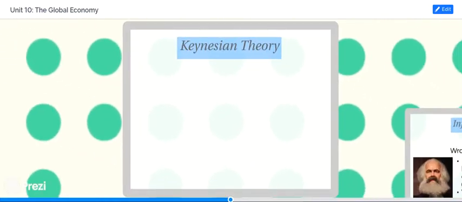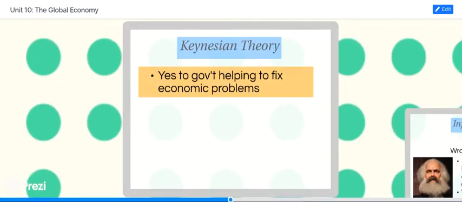We've already done pros and cons. Let's scoot over here where we're supposed to be starting. So Keynesian economics, in true binary fashion, is in complete and stark opposition to classical theory. Keynesian economics says yes to the government helping to fix economic problems.